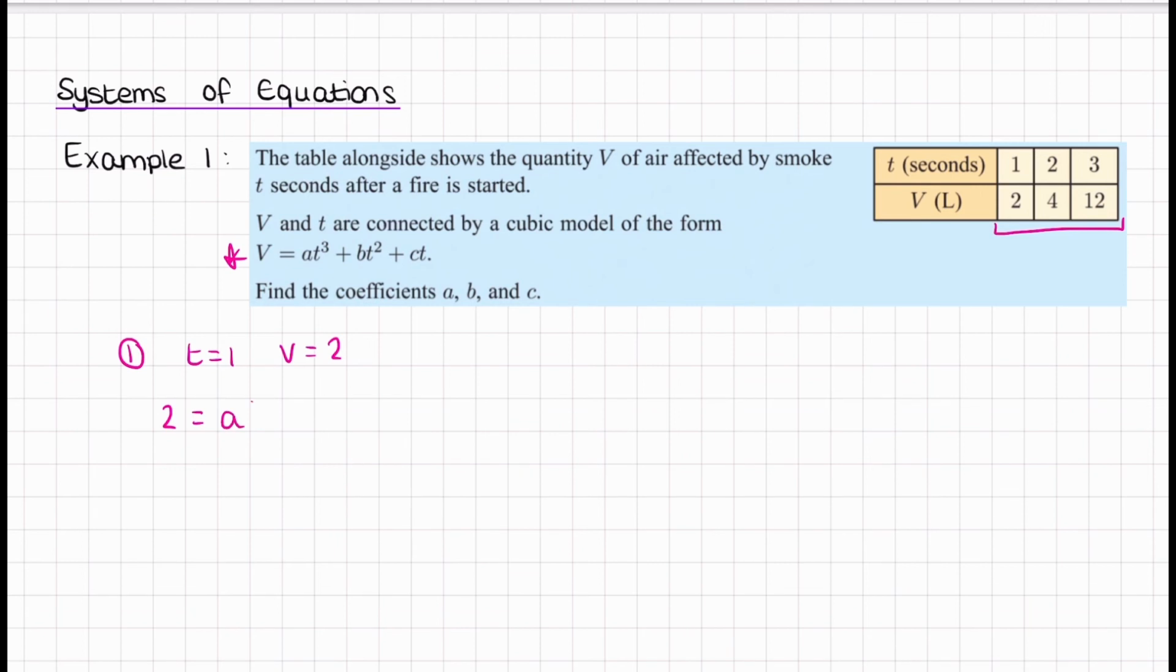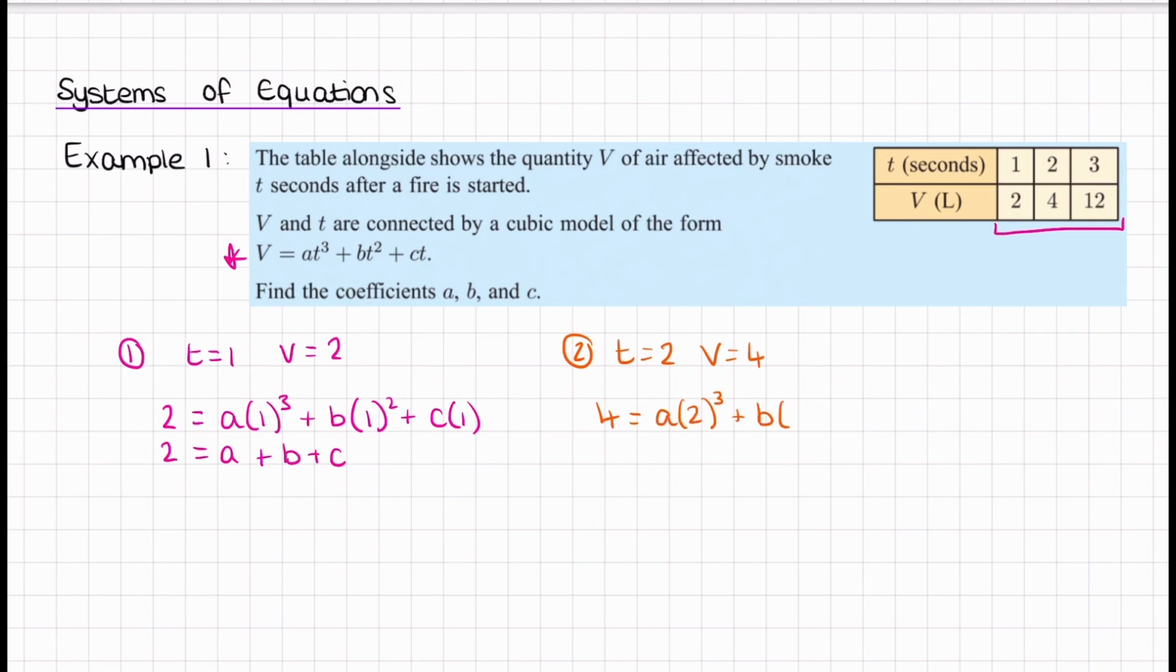2 equals a multiplied by 1 cubed plus b multiplied by 1 squared plus c multiplied by 1, and then you can just simplify that down to 2 equals a plus b plus c. Our second equation is when t equals 2 and v equals 4, just reading straight from the table. Our equation then will be 4 equals a multiplied by 2 cubed plus b multiplied by 2 squared plus c multiplied by 2. And then we can simplify that down to 4 equals 8a plus 4b plus 2c.